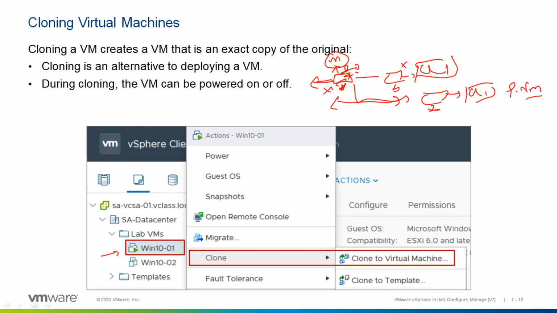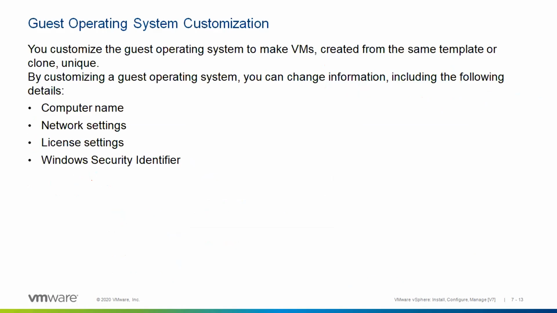Another benefit is clone to template. I want to make a template from the VM, but still keep the VM in a safe state, meaning my VM should be running. So it will create another clone, and this clone will be converted into a template. In this way I get both: my parent VM is safe, and a new template is also created from that virtual machine. All right.